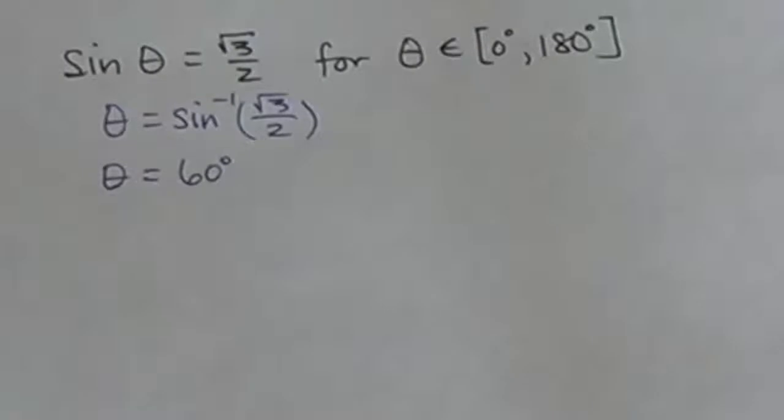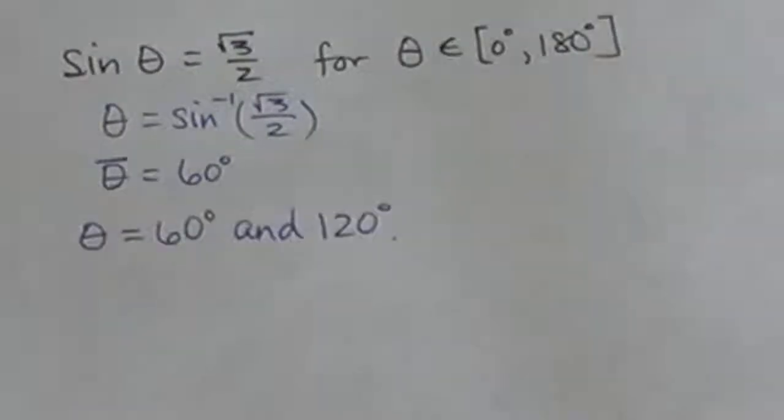Now, because we want the values between 0 and 180, we need to consider every place that sine is going to equal a positive root 3 over 2, in both quadrant 1 and quadrant 2. We know sine is positive in both of those quadrants, and we have the reference angle, meaning the 60 degrees, so we just need to apply that to both quadrants. In quadrant 1, our value is going to be 60 degrees. In quadrant 2, our angle is going to be 120 degrees.